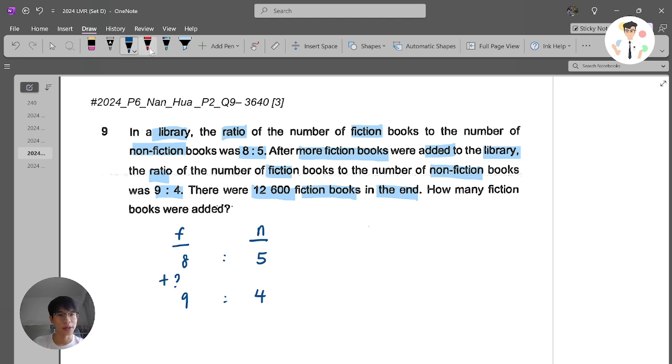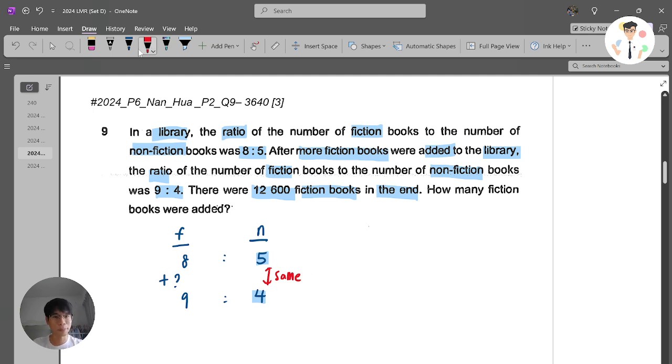Unfortunately, we cannot do that because we must make sure that the ratio here at first and the ratio at the end here is equivalent. Okay? So how do I make sure it is equivalent? By checking on this part. Why? Because there's supposed to be no additional books, no non-fiction books that are being taken away. Which means that these 5 and these 4, they are supposed to be the same. However, they are not the same. So we are supposed to make it the same by looking for LCM.